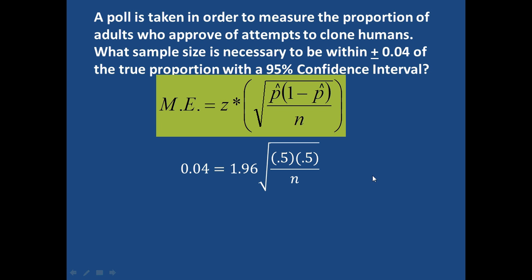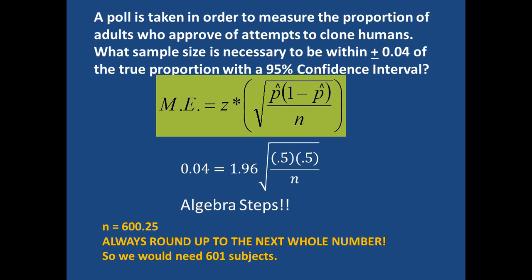Now this is just going to be algebra. I would divide both sides by the 1.96, square both sides, all that stuff, and you should end up with 600.25. That would be the sample size necessary, and you just have to keep in mind here, you normally would round that to 600, but in this case 600 is not quite enough people. So even though it's only 0.25, we're going to round it up to 601 subjects.